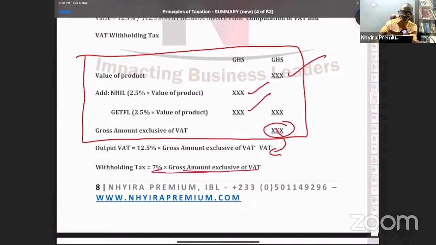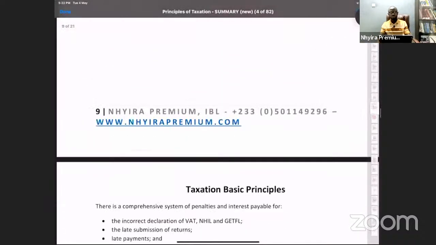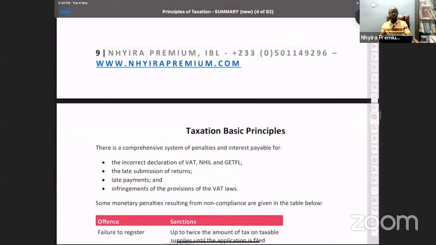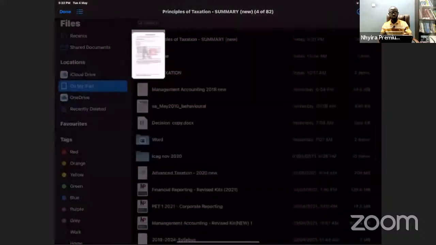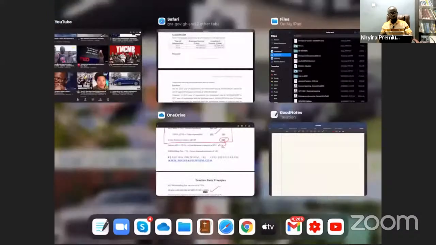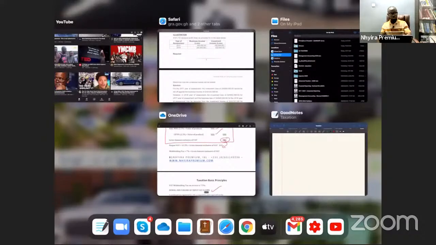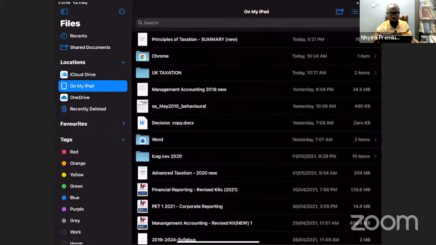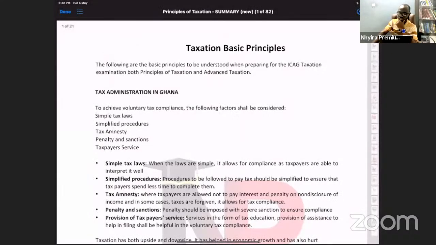Can I move on to another one? Yes, that one is with capital gain tax. In the May 2020 question, I realized there was some income tax on rent collected by the estate agent. Income tax on rent collected by estate agents. Was it put there to confuse us?